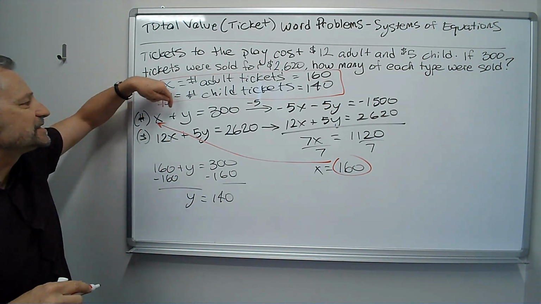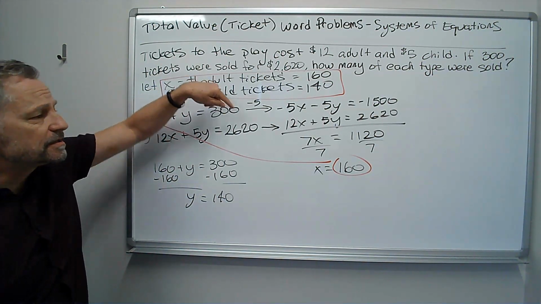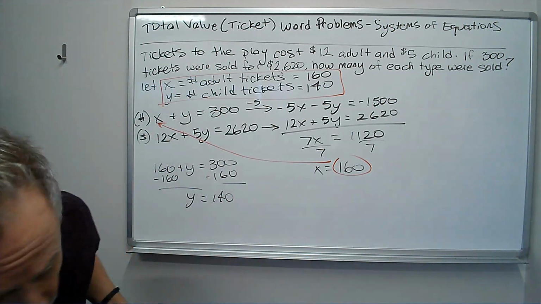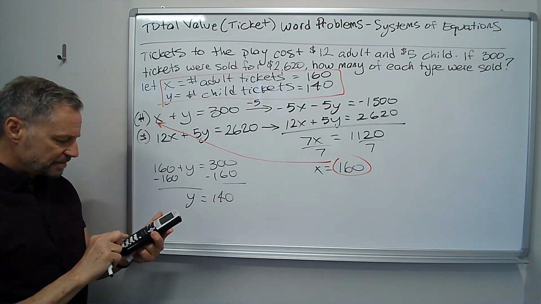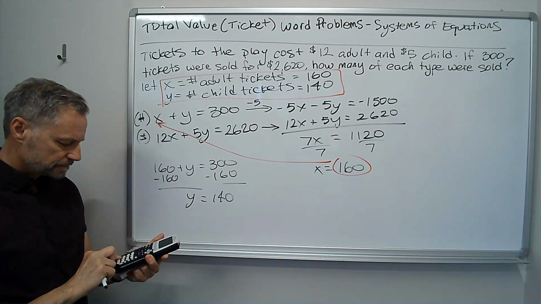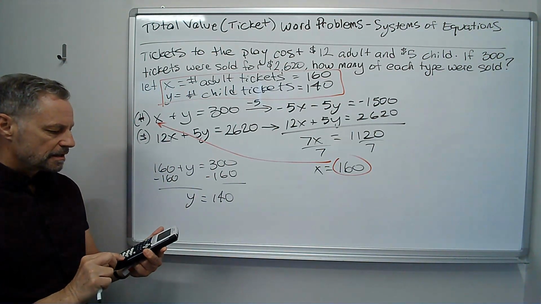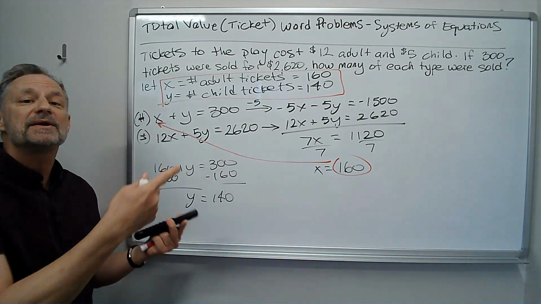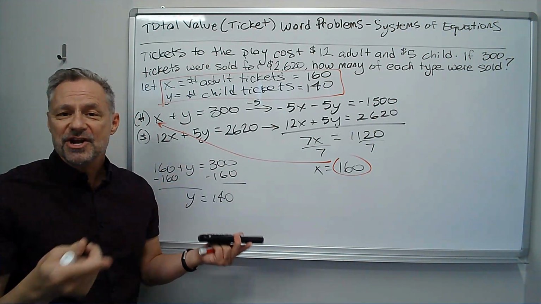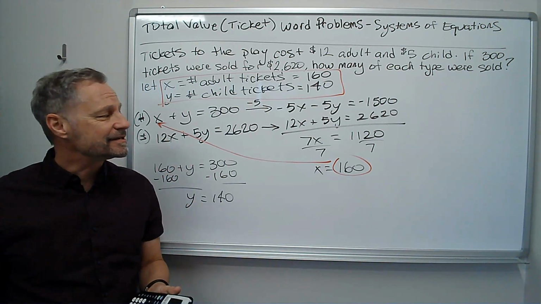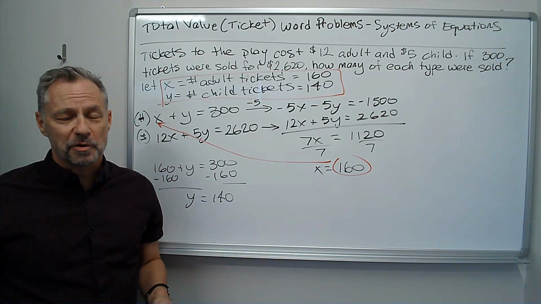I know the 160 plus 140 is 300. Plug, let's use the calculator. 12 times 160 plus 5 times 140. And I get 2,620, which is true. I know that's the correct answer. Everything makes sense. So I've solved the problem.